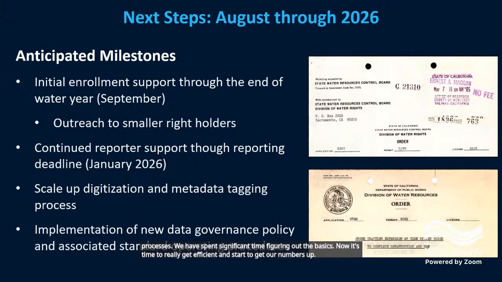And then that final bullet is another sort of permanent piece of this, which is implementation of a new data governance policy. A data governance policy is intended to ensure that the data that are collected are high quality now and into perpetuity. The associated standard operating procedures provide the how-to for staff of how to ensure that those data are high quality, which database they should go into, audits of the data, things of that nature.